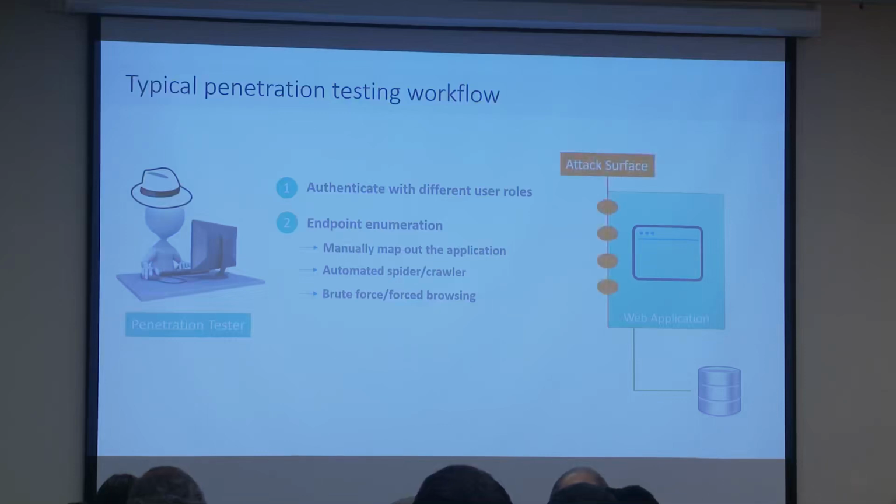From the endpoint enumeration out pops the attack surface. The attack surface is all of the entry points into the application. What are the URLs that this application is exposing? What parameters is it expecting? And we'll talk more about the attack surface in a bit. And then once you have that, you can go about the vulnerability discovery process, whether it's doing passive, active, or fuzzing.